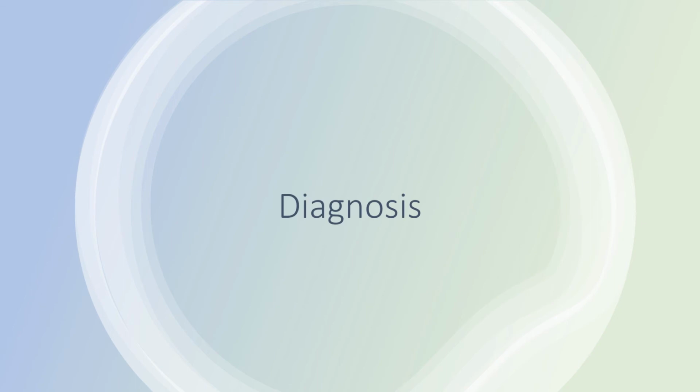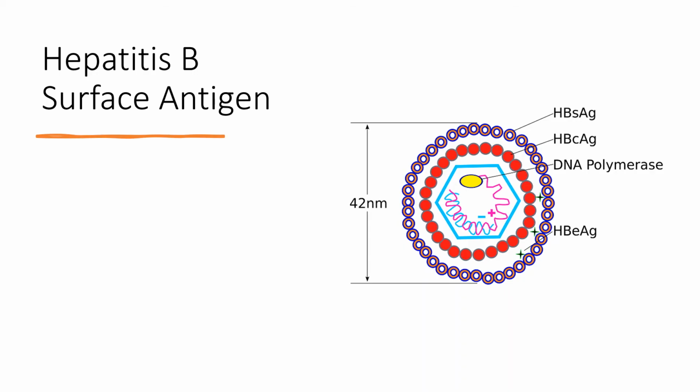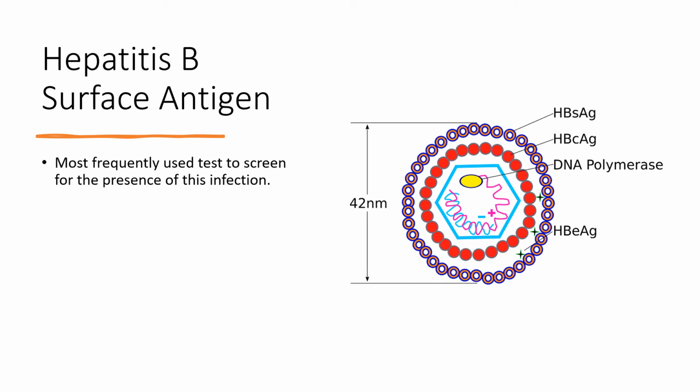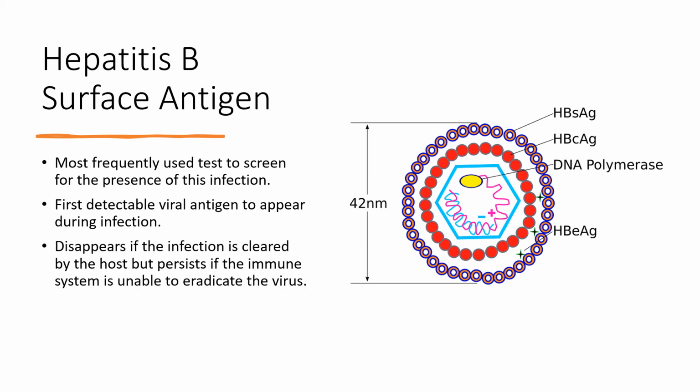All right, now let's talk about the diagnosis of hepatitis B infection. The most frequently used test to screen for the presence of hepatitis B infection is the hepatitis B surface antigen located on the surface of the virus envelope. It's the first detectable viral antigen to appear during infection, and it disappears if the infection is cleared by the host, but it persists if the immune system is unable to eradicate the virus.